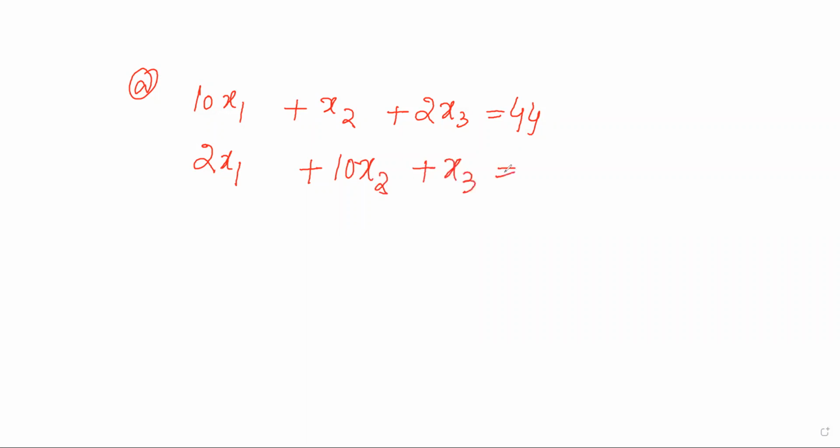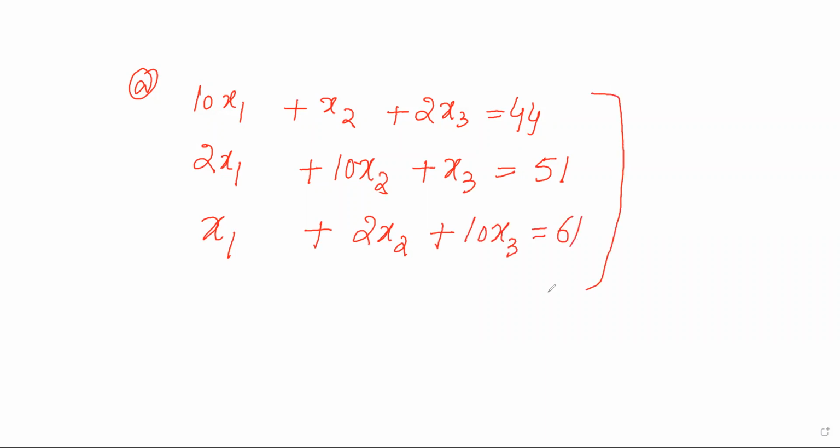10 times x1 plus x2 plus 2 times x3 is equal to 44. 2 times x1 plus 10 times x2 plus x3 is equal to 51. x1 plus 2 times x2 plus 10 times x3 is equal to 61.